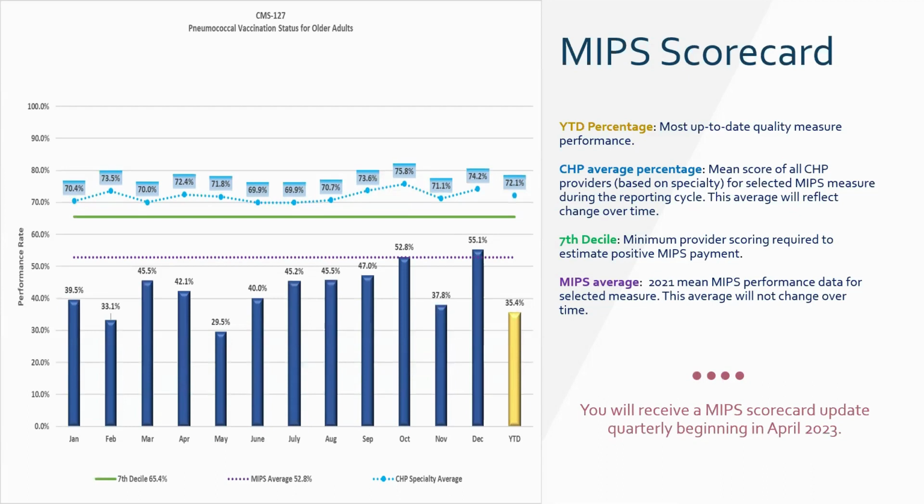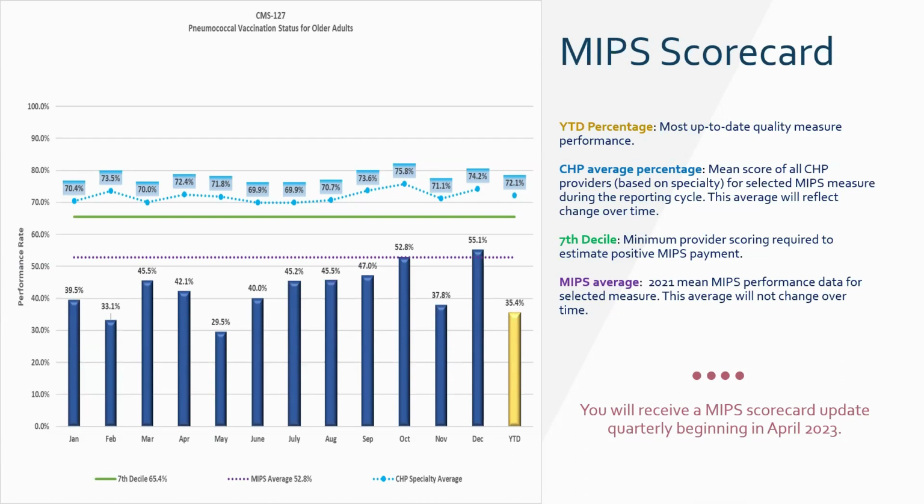Towards the top view of this scorecard, you'll see a CHP average percentage shown as a blue dotted line across the graph. This is the mean score of all CHP providers based on the specialty for the selected MIPS measure during a reporting cycle. This average will reflect change over time. The solid green line on your scorecard indicates the 7th decile. This is a benchmark established by CMS that is the minimum scoring required to estimate a positive MIPS payment.